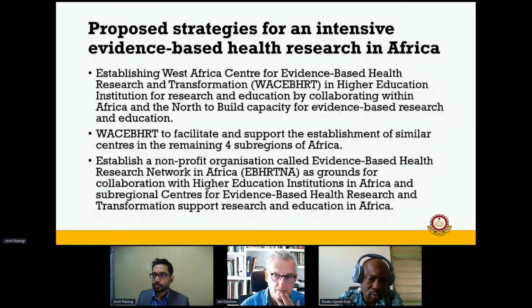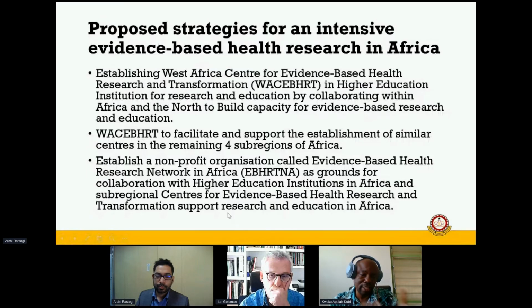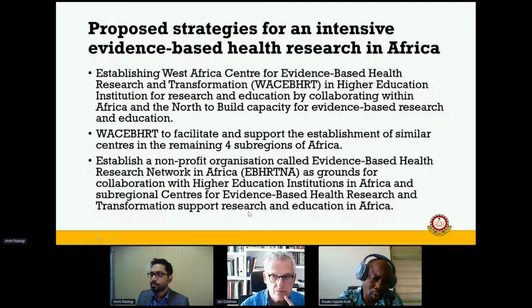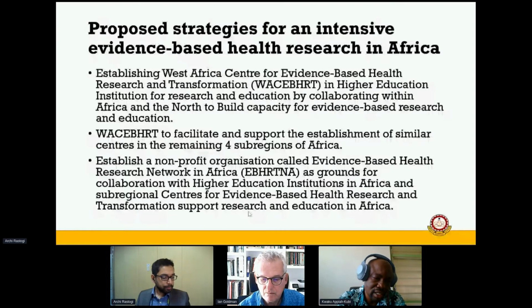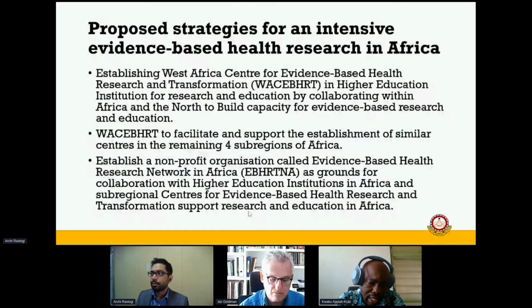With this, we are sure that we could even extend it to the remaining 4 sub-regions of Africa to improve upon collaboration. To do this, we are also considering establishing an evidence-based health research network in Africa as a ground for collaboration with higher education institutions in Africa and sub-regional centers for evidence-based health research and transformation.